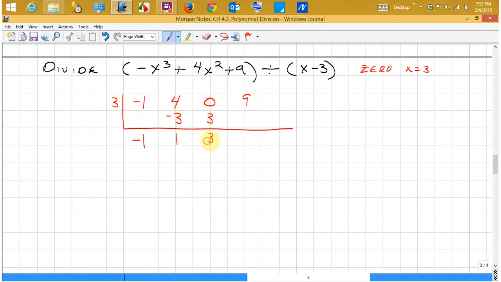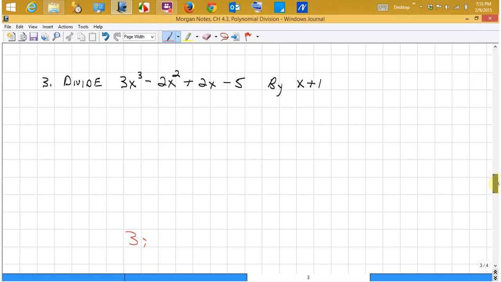That's 3. 3 times 3 is 9. Bring it over to this column. Add, I get 18. This is the remainder. This is the constant term. This is the x term. This is x squared. So I would have negative x squared plus x plus 3 plus remainder of 18 all over x minus 3.